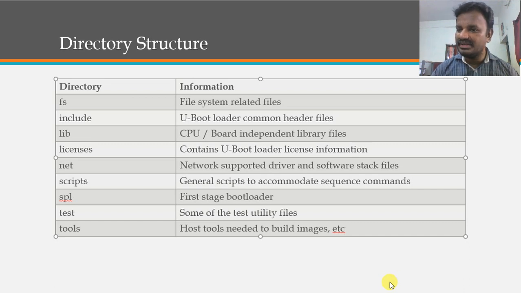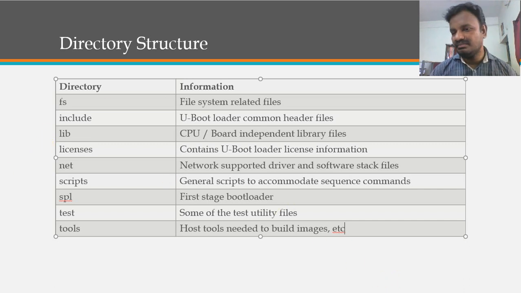Then we have the scripts, which are general scripts to accomplish something where a sequence of commands has to be executed in order. Then we can use the scripts to do that. And we have the SPL folder, which contains the optimized first stage bootloader, and we have some test utilities inside the test folder. And we have tools, something like mkimage, or we can use imcreate, all the image create and build utilities needed by the host will be available inside the tools folder basically.